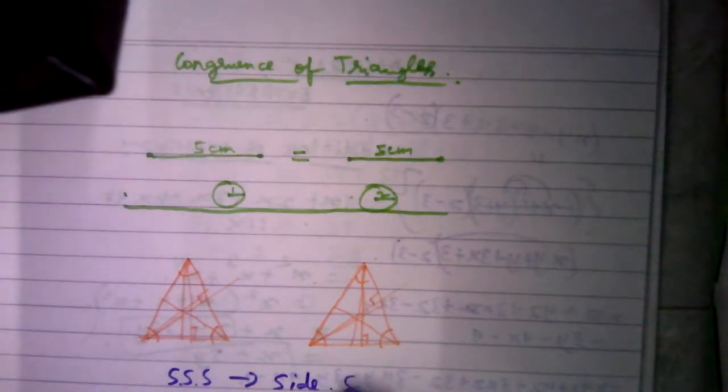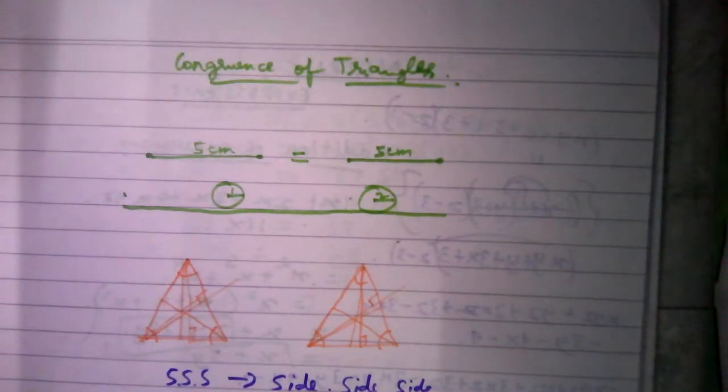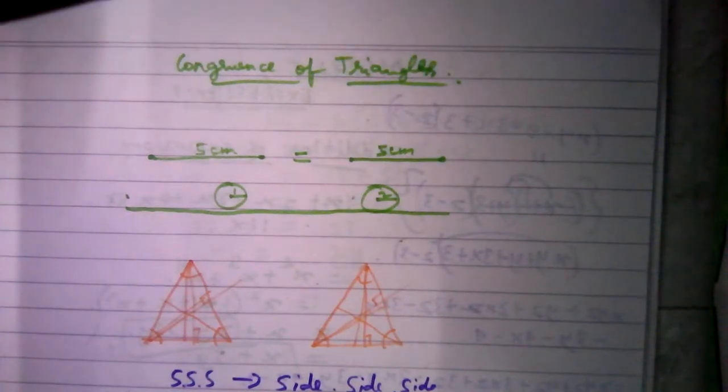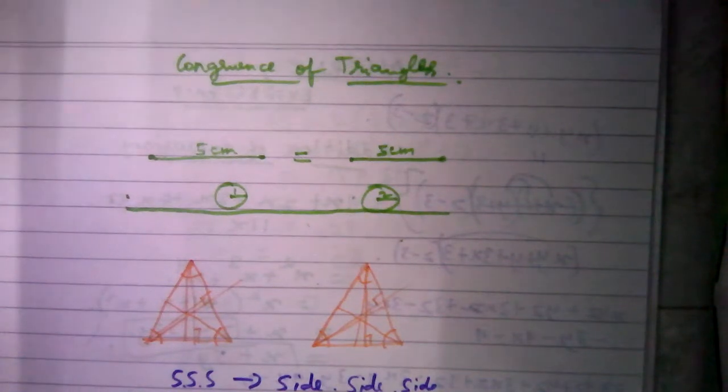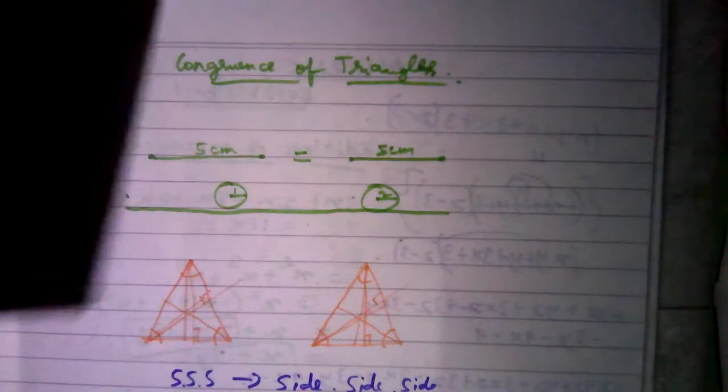Let's define them. SSS means side, side, side. SAS means side, angle and side. ASA means angle, side and angle. And RHS means right hand side.